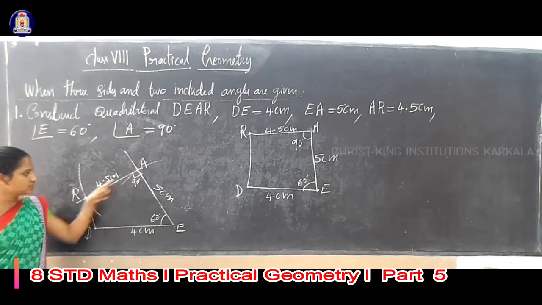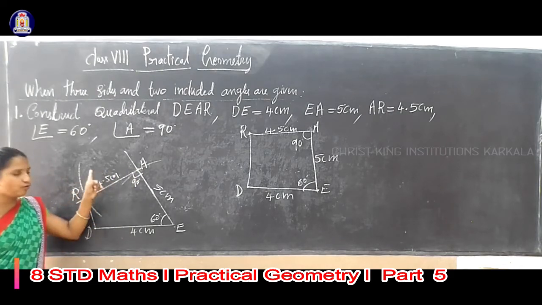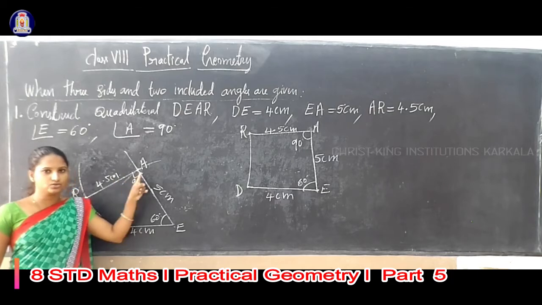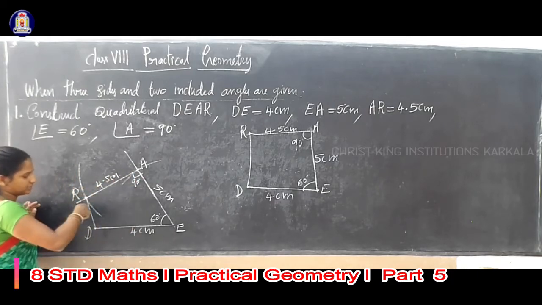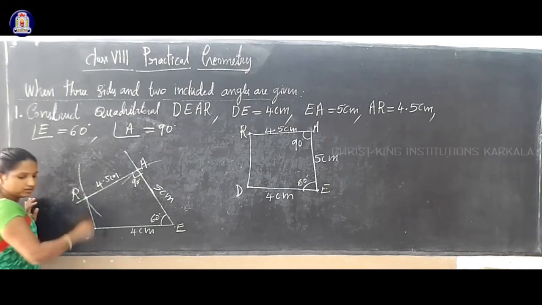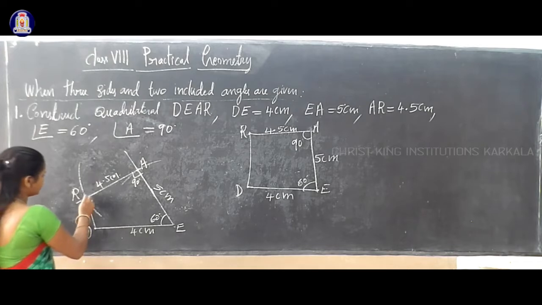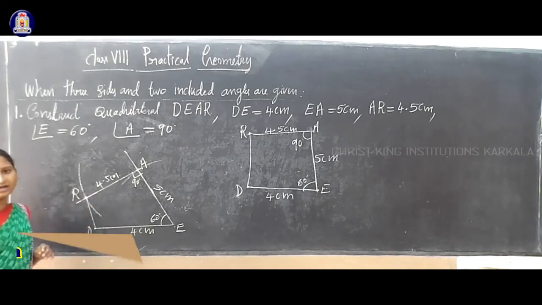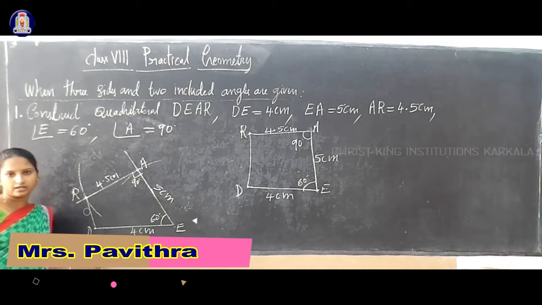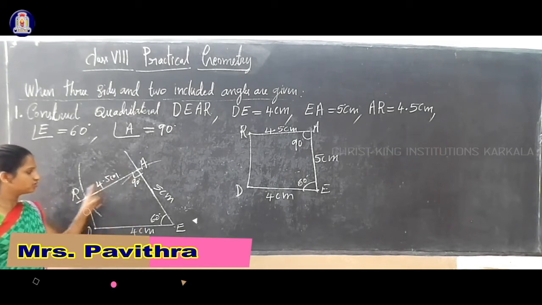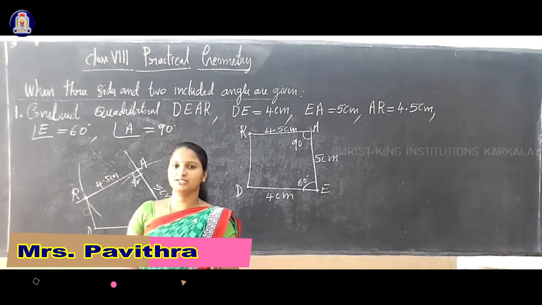Next, the AR side is given 4.5 centimeter. So in compass take 4.5 centimeter and draw an arc. The arc and line will intersect at one point. That point is R. Last step, you have to join D and R. So we get the shape of quadrilateral DEAR. Thank you.